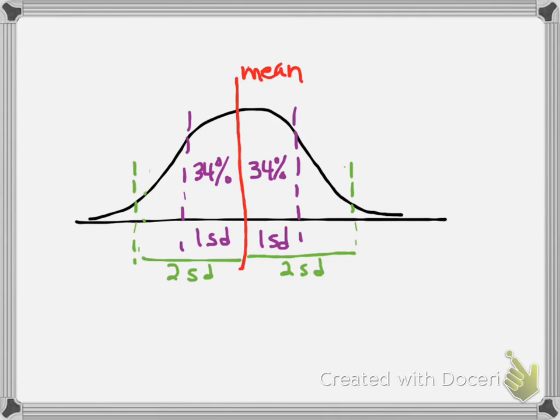Okay. And for each one of these, they represent 13.5%. So a total, let me go back to the purple. This represents 68%. And for the green, so from green edge to green edge, there's your 95%. And I think I used orange.